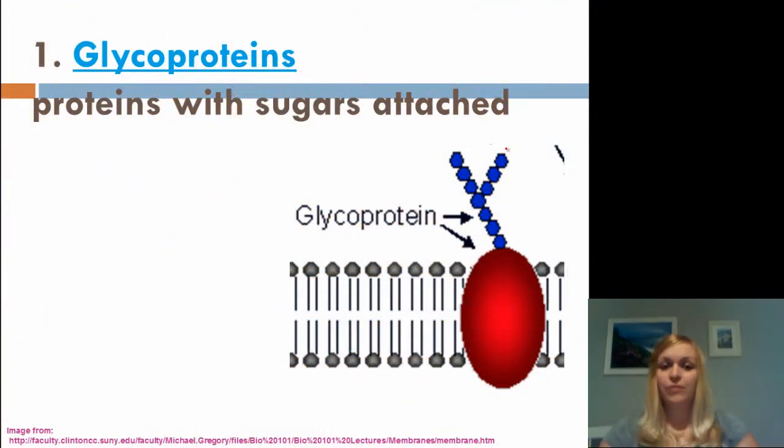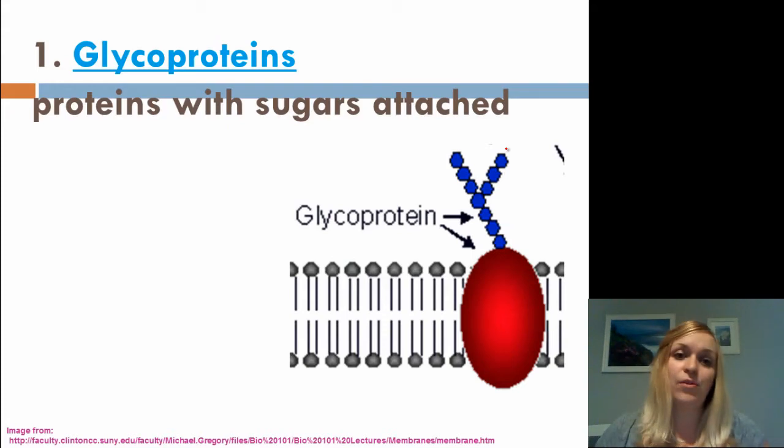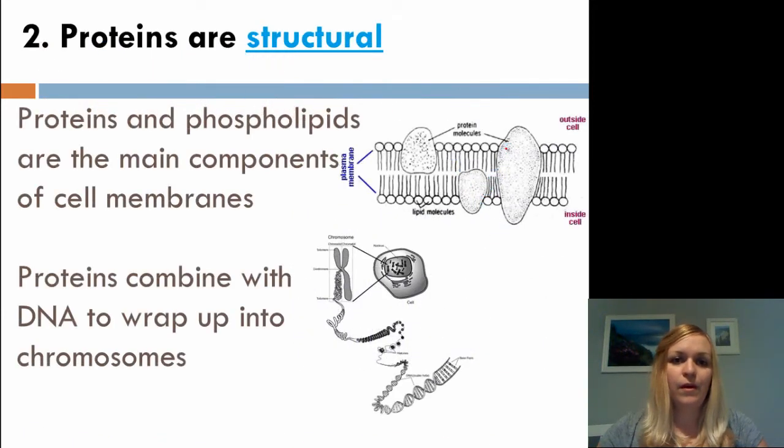Okay, so once again, glycoproteins. I do want you guys to know glycoproteins. We are going to talk more about them this year. They're important. So again, these are the proteins that have sugars attached. They are in our cell membranes. Okay, now proteins are structural. So we do have other proteins that are in our cell membranes that help to do different things in our cells. Some of them help with transport. Others are just there for structural support.